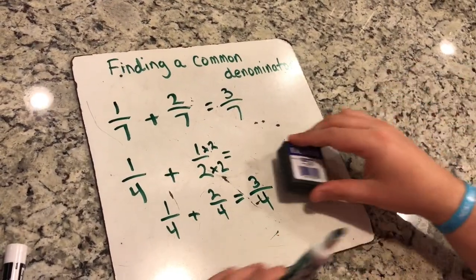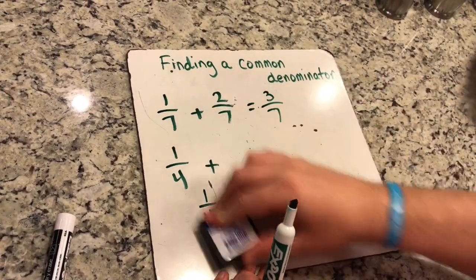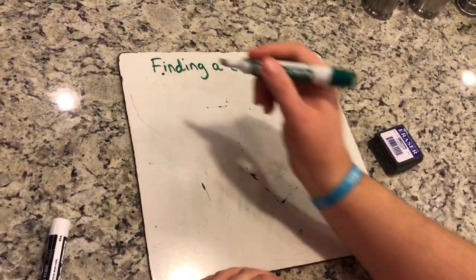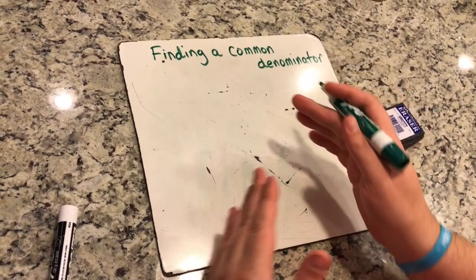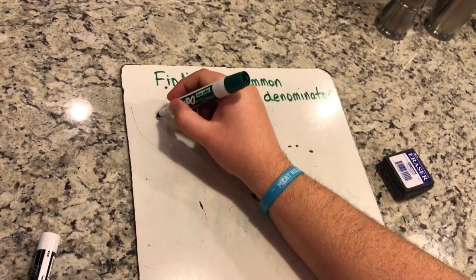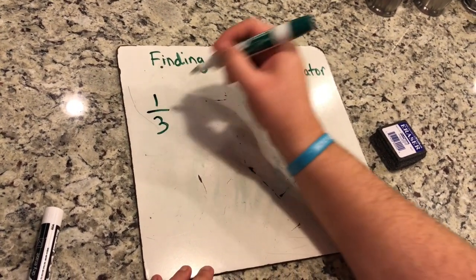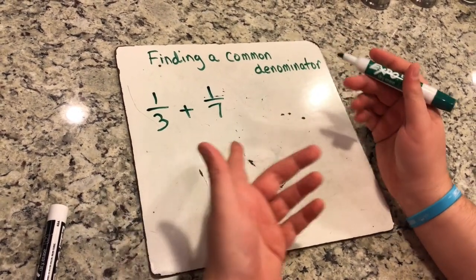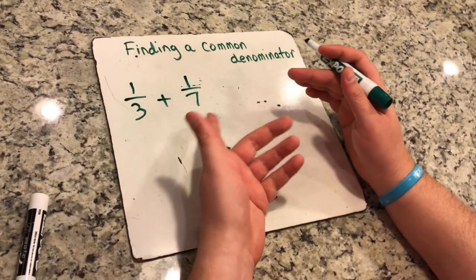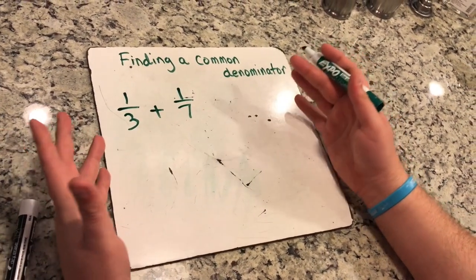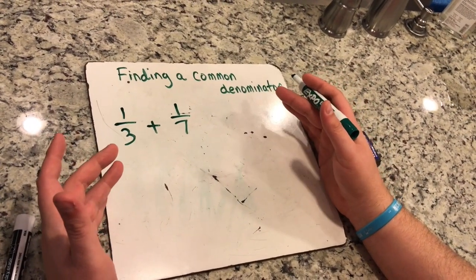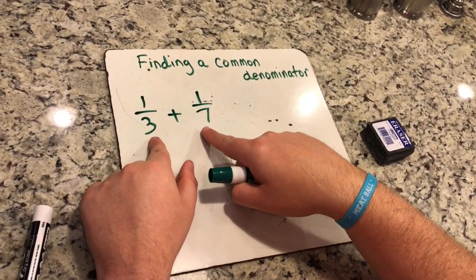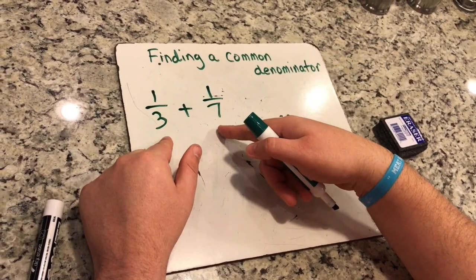Okay, but then sometimes when we work with fractions, we don't have a common denominator for either one, and we can't turn one of them into the other. So for instance, if I have 1/3 plus 1/7, I can't turn a 3 into a 7. I can't turn a 7 into a 3. So I have to find what their common denominator is. Now, one thing you can do, you could always just multiply these two numbers together. They have to have that number in common.